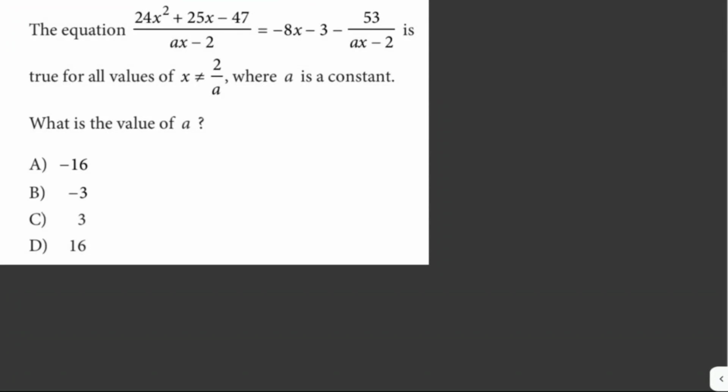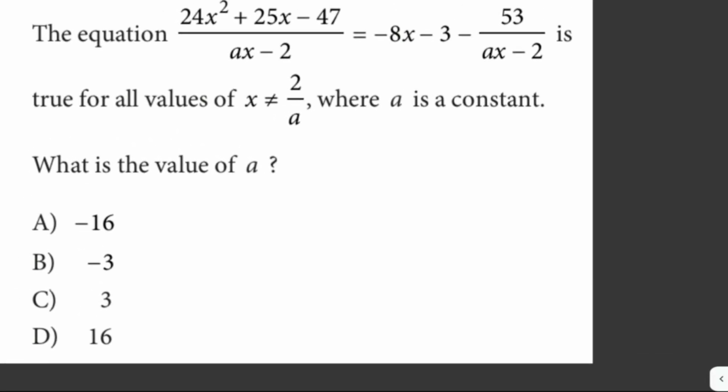Problem here. The equation (24x squared plus 25x minus 47) over (ax minus 2) equals negative 8x minus 3 minus 53 over (ax minus 2) is true for all values of x not equal to 2 over a, where a is a constant. What is the value of a?